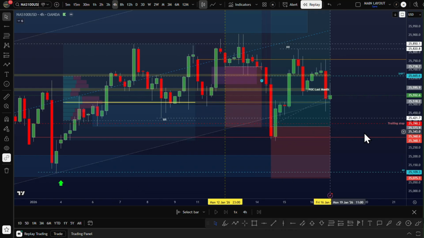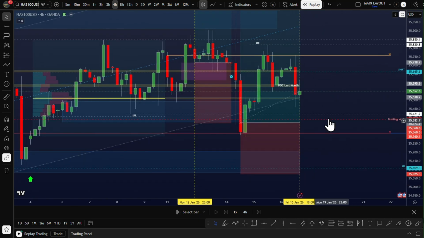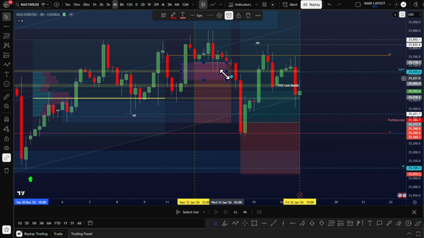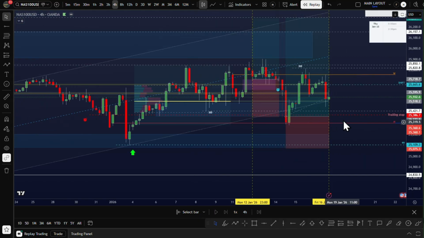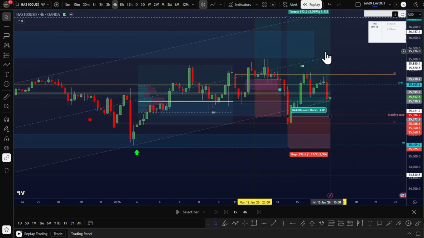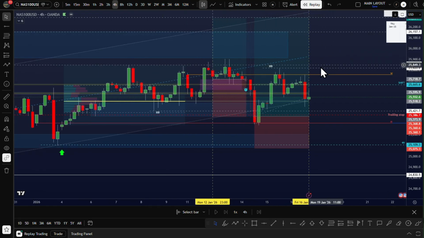I already moved my stop loss to break even. I trailed my stop to break even because I already lost three trades in a row, so I don't want to lose a fourth trade. That's why I trailed my stop to break even to limit the risk on this trade. So I expect next week to go long to the buy side on this instrument.